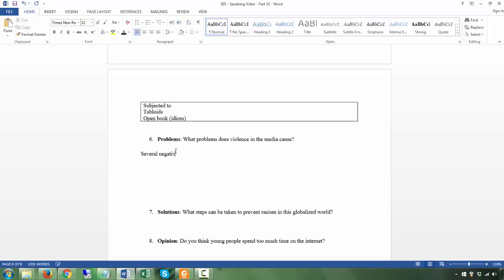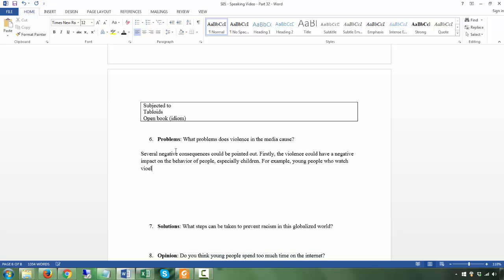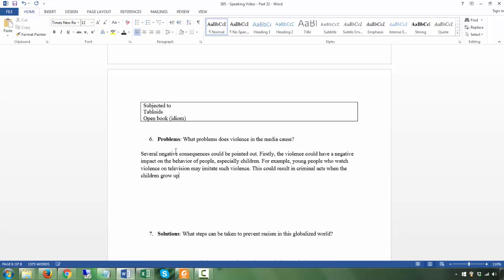Several negative consequences could be pointed out. Firstly, the violence could have a negative impact on the behavior of people, especially children. For example, young people who watch violence on television may imitate such violence. This could result in criminal acts when the children grow up.